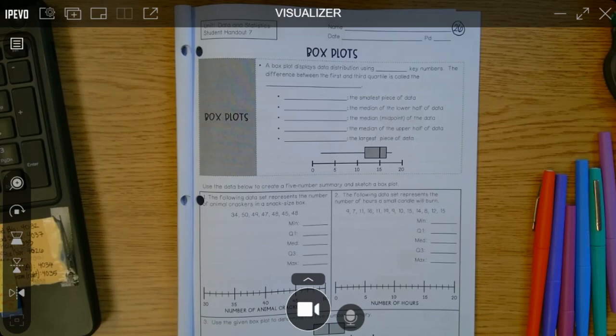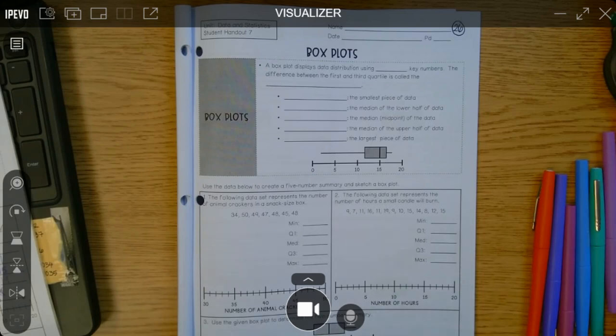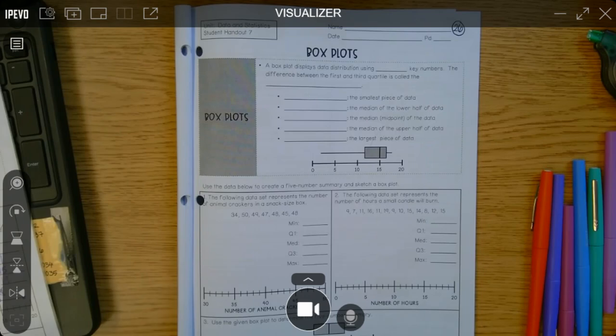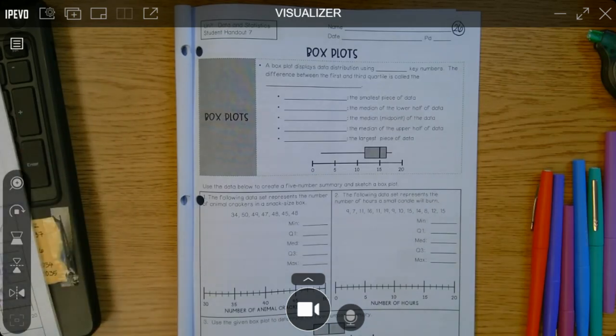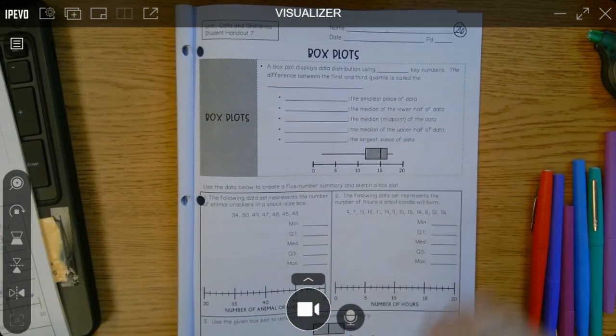Hello, my little mathematicians. Today, we're going to learn about box plots, or sometimes you might see it referred to as box and whisker plots. This is just one way to represent our data in a data set, and it breaks it into 25% chunks, and I'll show you that in a minute.